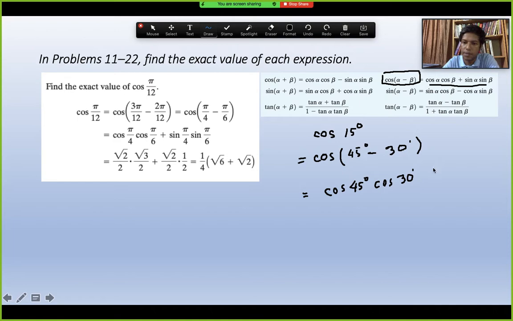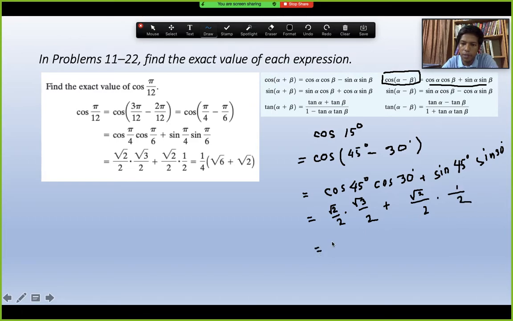Then this is plus. So plus sine 45 and then sine 30. Okay. Then this equals cos 45, which means 1 by root 2 or root 2 by 2. That is also correct. Root 2 by 2. Cos 30 means root 3 by 2. Plus sine 45 means root 2 by 2. And sine 30 means 1 by 2.